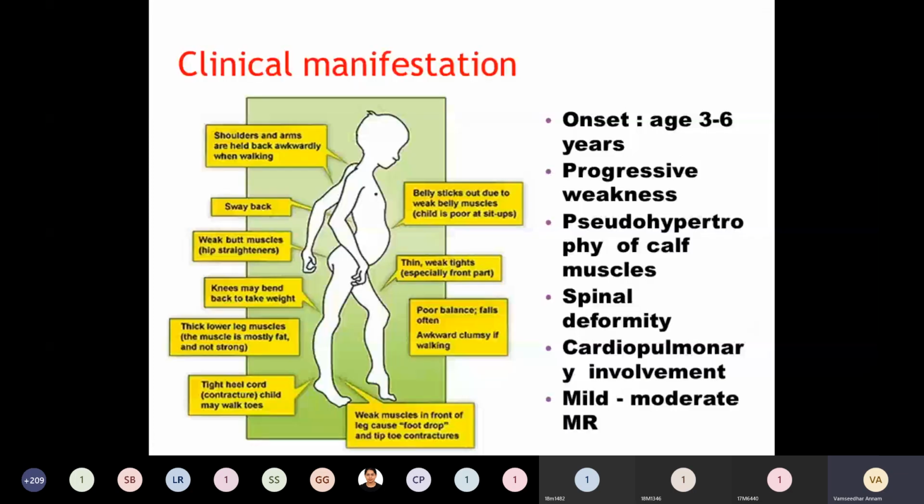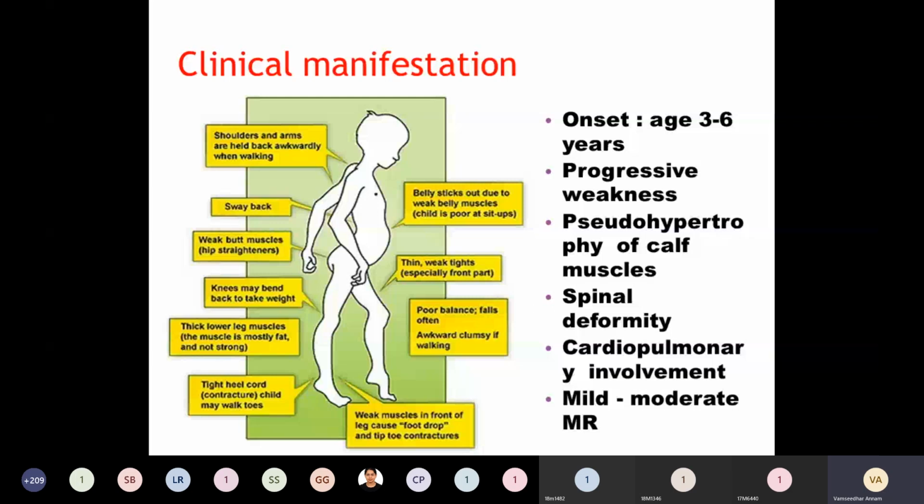What are the clinical manifestations? Shoulders and arms are held back awkwardly while walking. Sway back, weak buttock muscles, knees may bend back to take weight, thick lower leg muscles. The muscle is mostly fat, it doesn't contain muscle strength. Tight heel cord, that is contracture in the child. It may walk on toes, that's the reason.